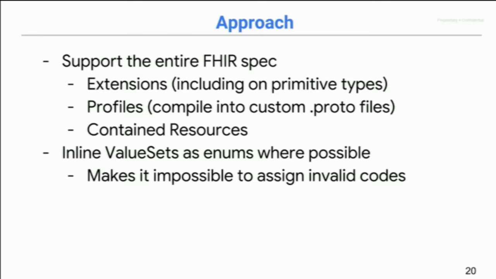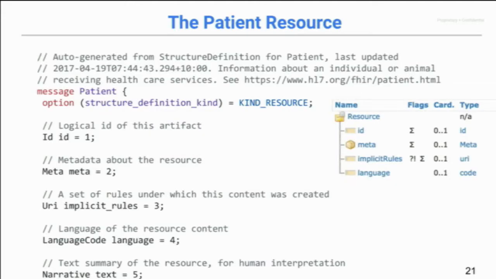And we also wanted to support the entire spec, because we realized as our usage grew that we can never quite predict what would come next, and it was just easier to do it once and make sure that we have covered everything. And we also wanted to cover things like profiles and extensions in detail, and I'll talk a little bit more about that later, because that actually makes the use of FHIR easier. And as I mentioned, when we can, we decided to inline value sets.